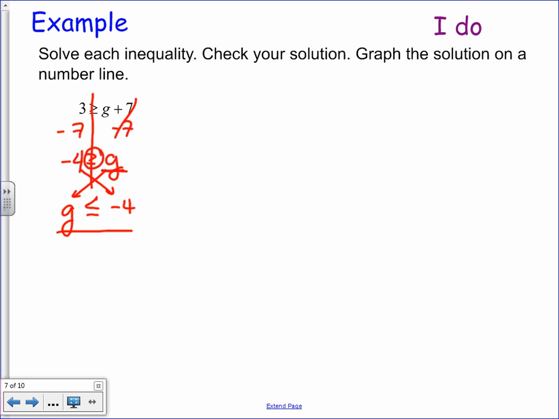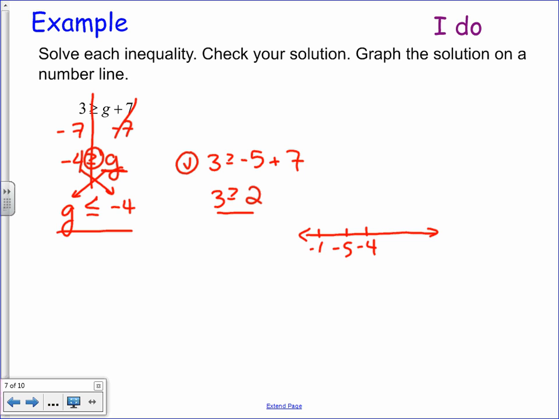So I want something that is less than or equal to -4, so I could choose -5. 3 is greater than or equal to -5 plus 7. 3 is greater than or equal to +2. That is a true statement. So my answer is correct. So I want to graph on a number line. I get -4, -5, -6, -3, -2. Closed circle on -4, pointing to the left.